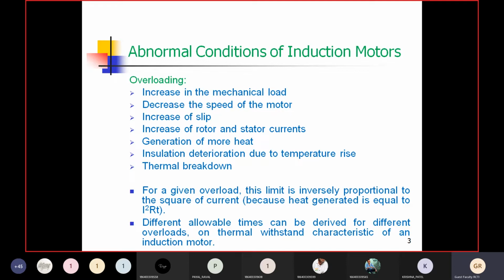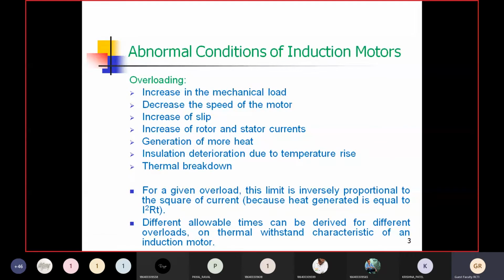Sometimes if students are asked what is the difference between overloading, overcurrent, short circuit current, and earth fault current, they can't explain it in a clear-cut manner. From that the problem starts, because for each type of condition, a specific type of protection is provided to the induction motor. So you should have a clear idea of what we call overloading, what we call overcurrent, and what we call short circuit current.